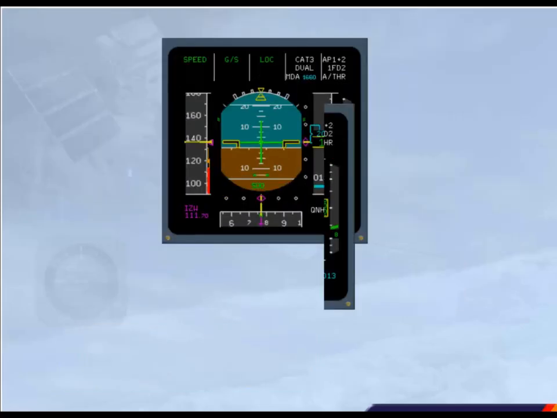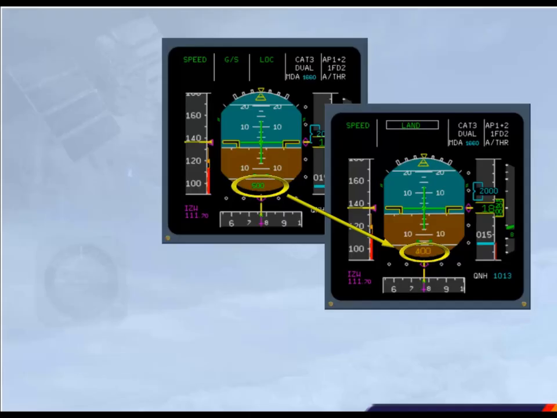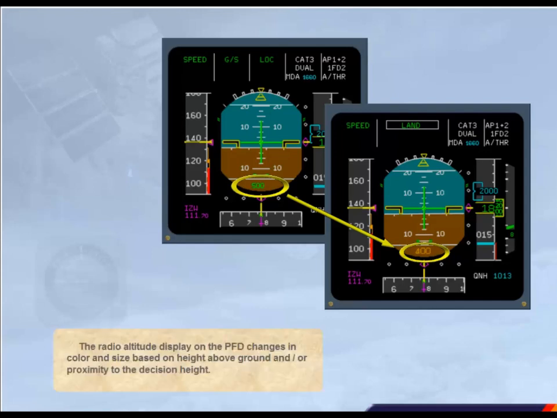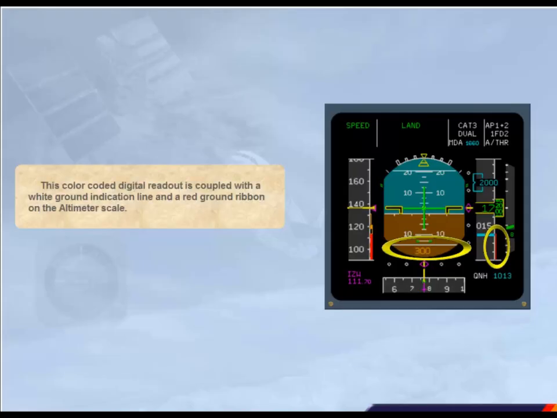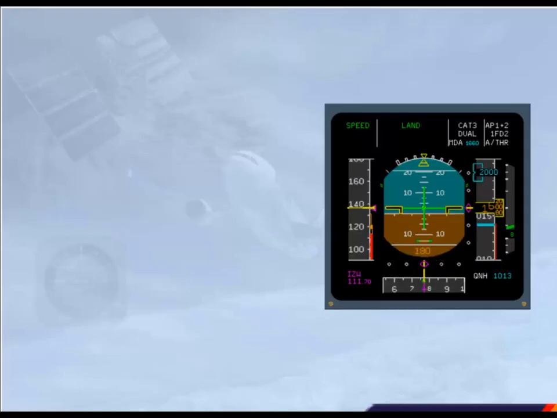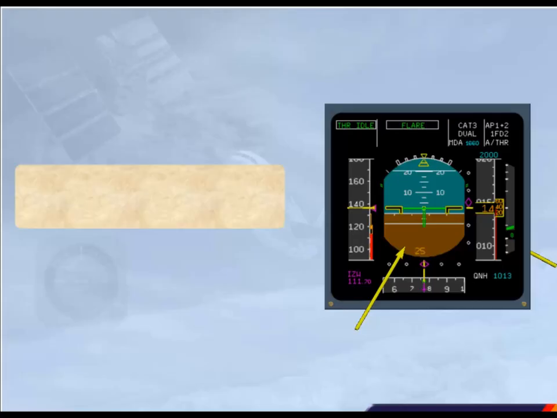The radio altitude display on the PFD changes in color and size based on height above ground and/or proximity to the decision height. This color-coded digital readout is coupled with a white ground indication line and a red ground ribbon on the altimeter scale. The ground indication line and the red ground ribbon correspond to the rising ground level when the aircraft is descending.